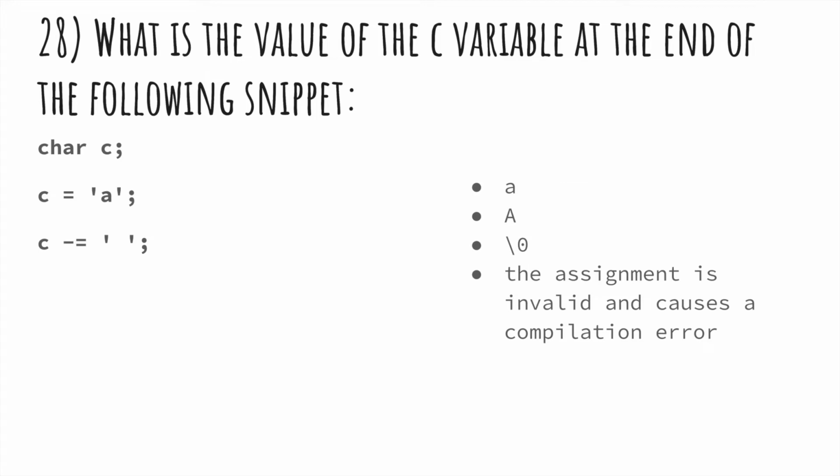How about this? c is equal to 'a', but now we subtract a space. Well, when you subtract the space from a lowercase letter, you are subtracting 32. And if you remember ASCII, you're just converting a lowercase letter to an uppercase letter when you subtract the space, so you're going to get a capital letter A. And that is your answer.